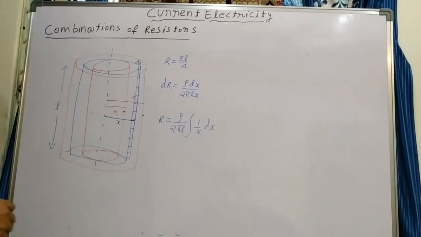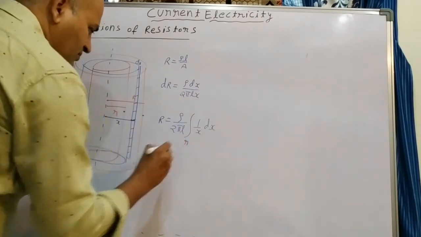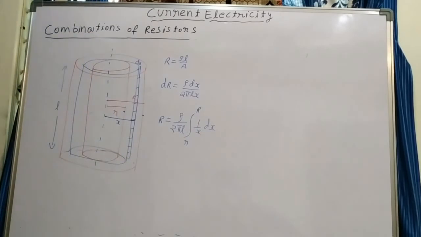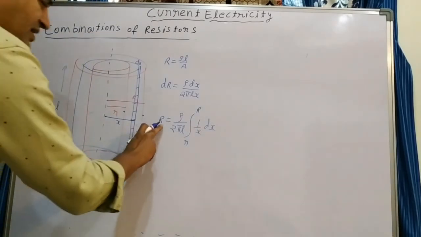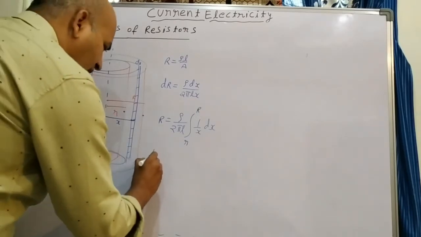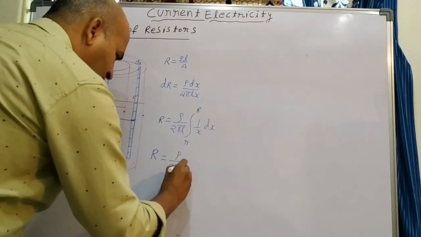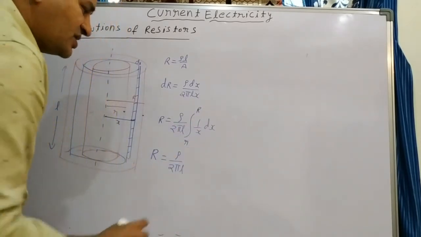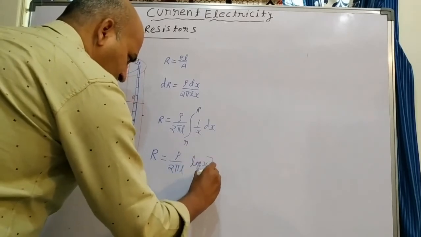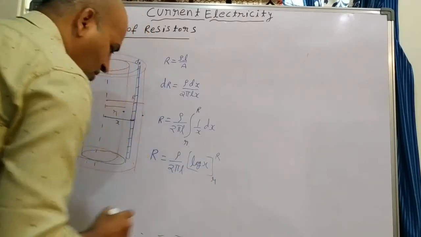Limits are changing from where to where? The inner surface is small r distance from the center and the outer surface is capital R distance from the center. Here this capital R is resistance, and this small r is radius. So capital R is equal to rho by 2 pi L, and the integration of 1 by x is log x. Limits are changing from small r to capital R.